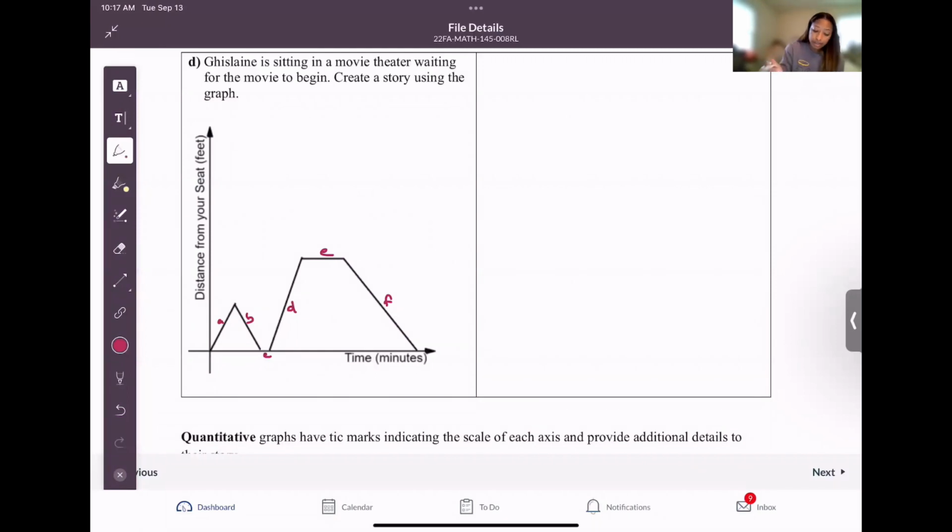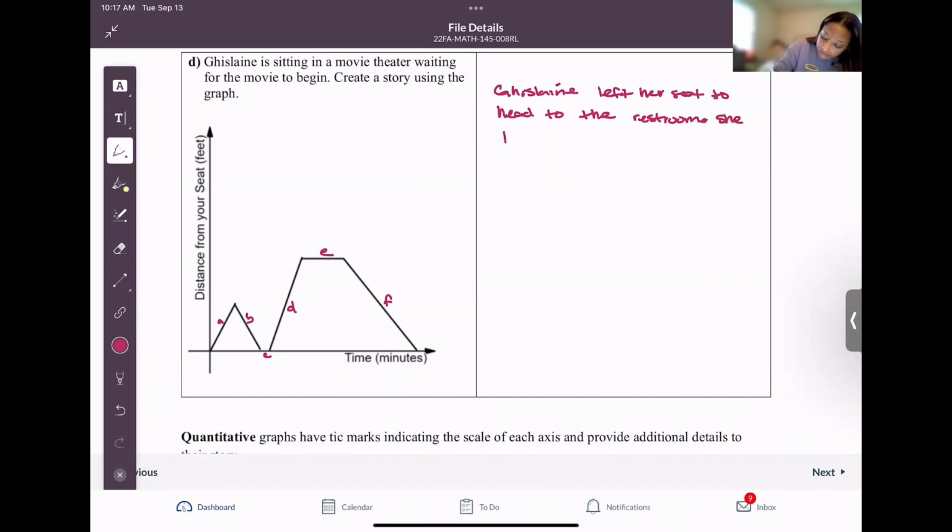Okay. Let's write this out. Lane, whatever the name is, left her seat to head to the bathroom. Sure, we'll go to the bathroom or restroom. So that's the first line segment.